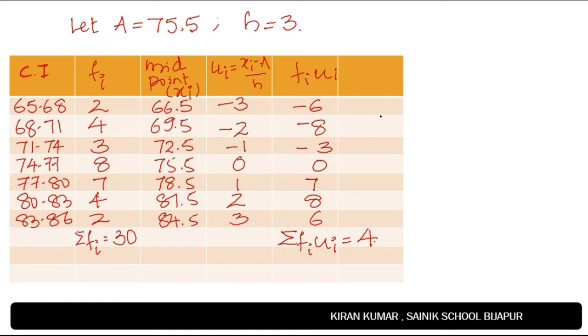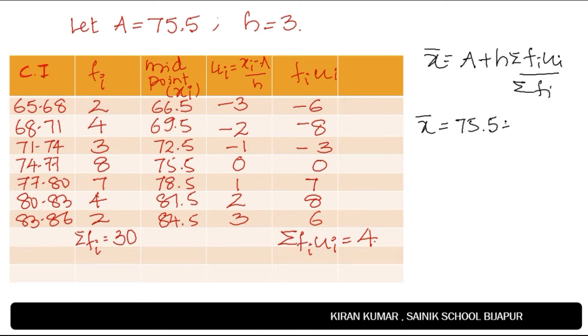Therefore, the mean is obtained using the formula x bar equal to assumed mean plus the class size times sigma fi ui divided by sigma fi. So x bar will be equal to 75.5, which is the assumed mean, plus the class size 3 times sigma fi ui, which is 4 upon 30. 10 times 3 is 30, so 0.4 is to be added to 75.5, we get it as 75.9.